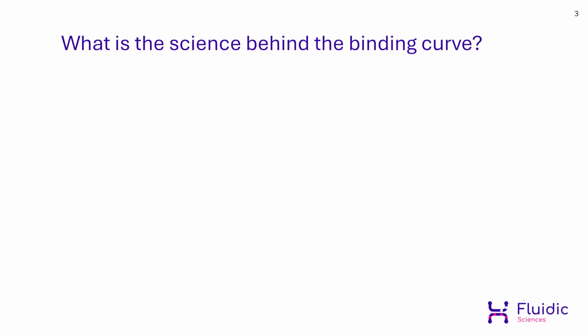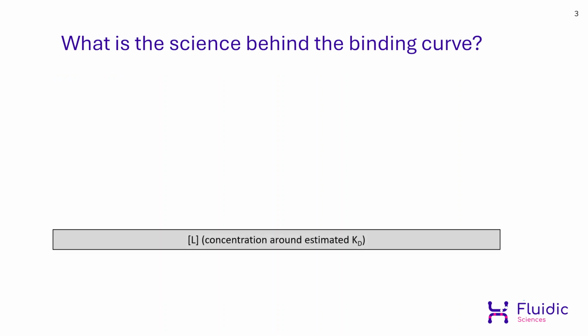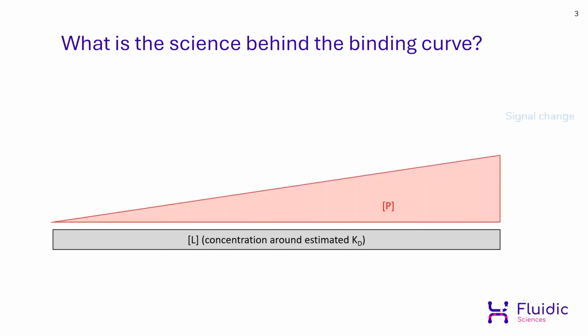So let's take a look at the science behind it. In order to generate a binding curve for a given protein-ligand pair, a titration experiment is carried out. In this example, one of the protein-ligand pair is held at constant concentration. In this case, the ligand, while the protein concentration is changed or titrated, the signal of the system is measured by either an increase or decrease of a quantifiable signal. For example, a change in the light absorbance or fluorescence.